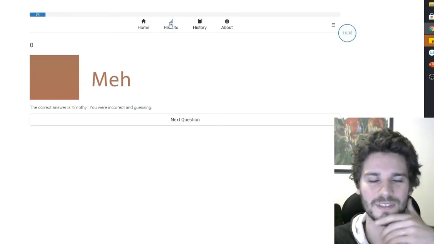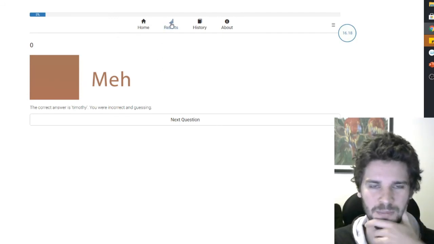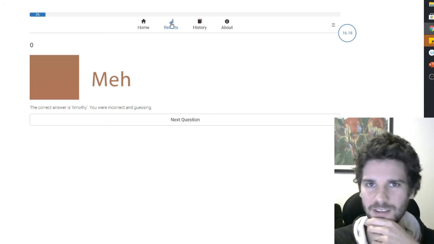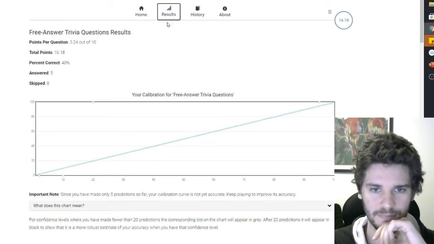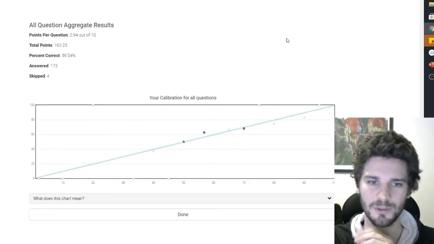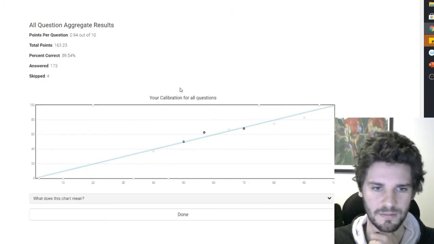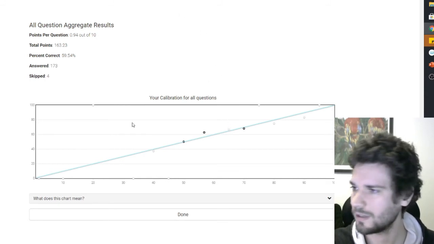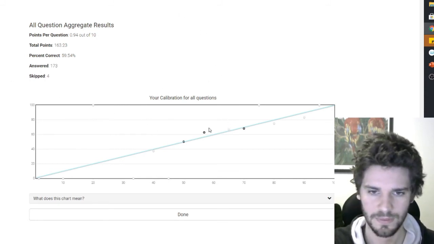Okay, so let's have a look at the results, and then I want to talk a bit more about how to actually use this now that you've seen me play it. So the first thing to do is scroll down to my calibration for all questions. So, how to interpret this graph. Let's just check and see the whole thing.